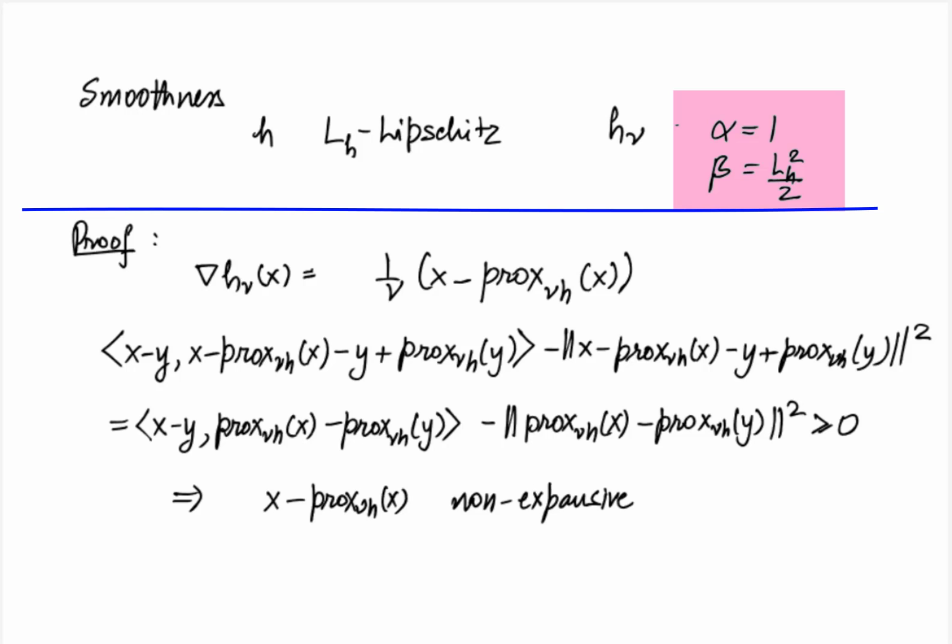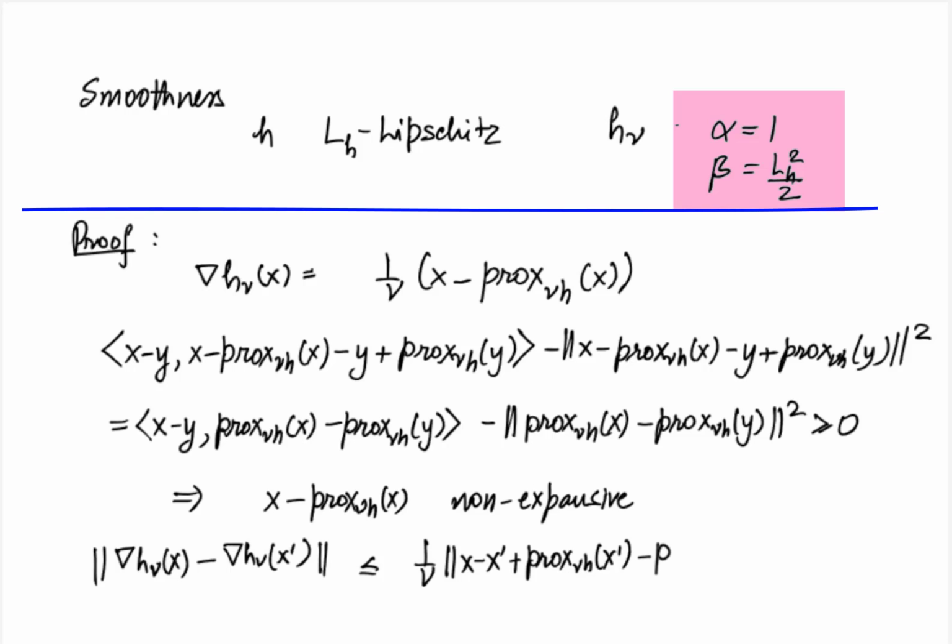So therefore we have that the norm of the gradient h_ν(x) minus the gradient h_ν(x') equals 1/ν times the norm of (x - x') plus prox_νh(x') minus prox_νh(x), which is less than or equal to 1/ν times the norm of (x - x'), implying that h_ν is 1/ν smooth. So in this case alpha is equal to 1.